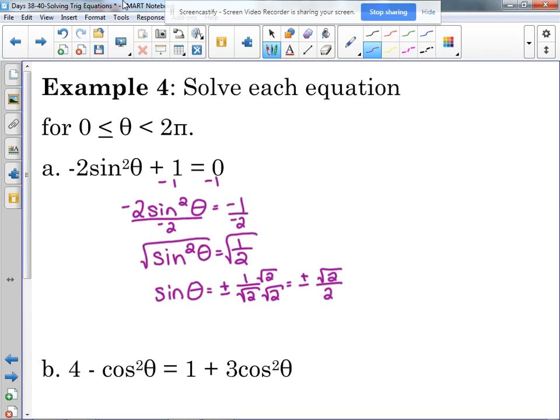So what we're going to do is we're going to take the value of sine in every quadrant, because it's positive square root 2 over 2 and negative square root 2 over 2, so it hits every quadrant. So that is every pi over 4 angle that we have. Pi over 4, 3 pi over 4, 5 pi over 4, and 7 pi over 4.